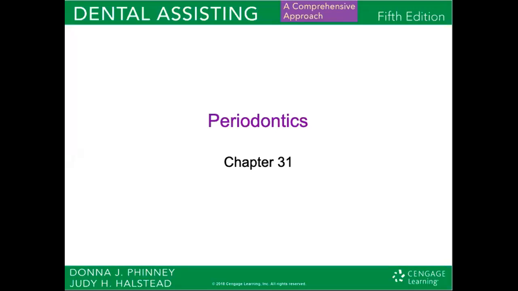We'll explain the diagnostic procedures involved in the patient's first visit. We'll identify and describe periodontal instruments and their uses. We'll talk about the use and benefits of lasers in dentistry. We'll also describe surgical and non-surgical procedures and the dental assistant's role in each procedure.